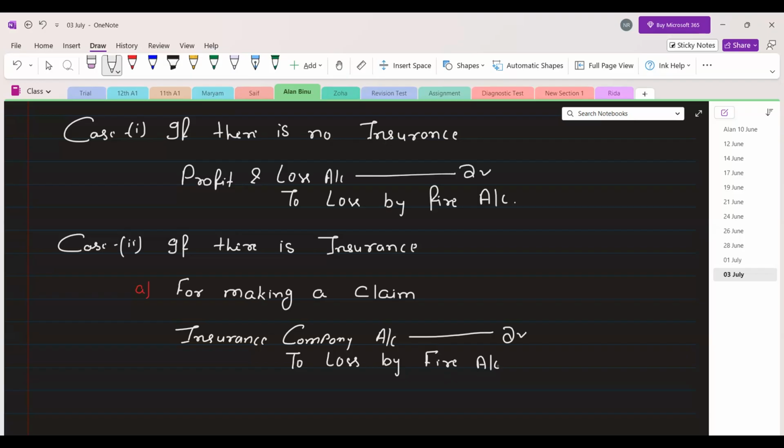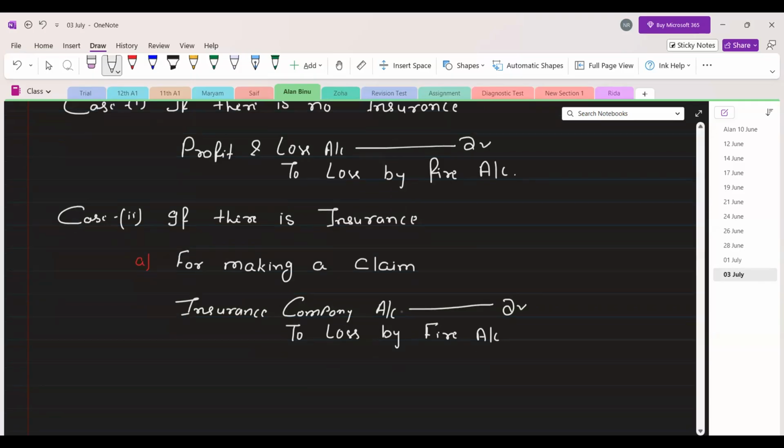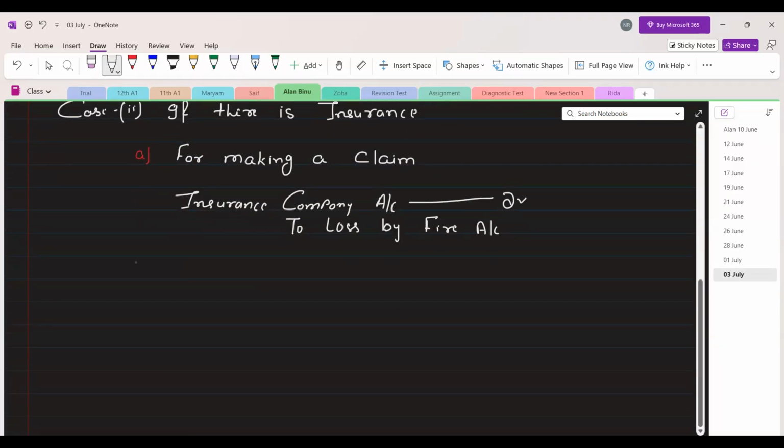Okay, so if you make a claim of 10,000, then they will accept only 8,000 or 9,000 or 7,000, whatever the actual situation is. Generally, they do not accept the full claim. So that's why the second entry will be for acceptance of claim.